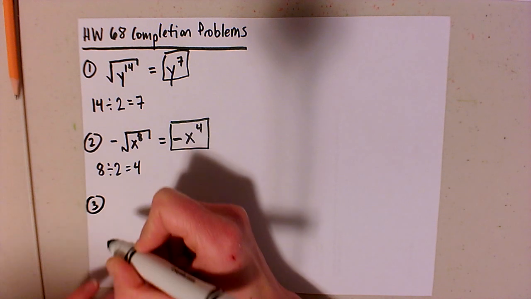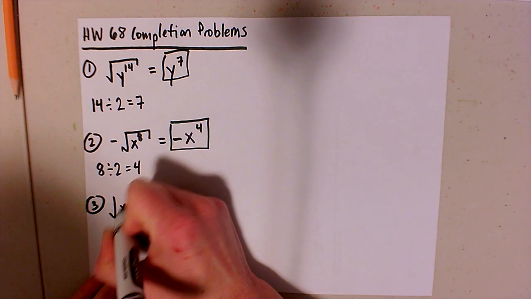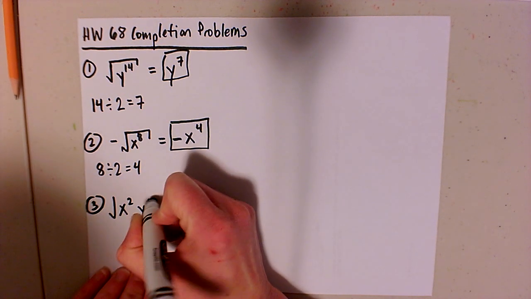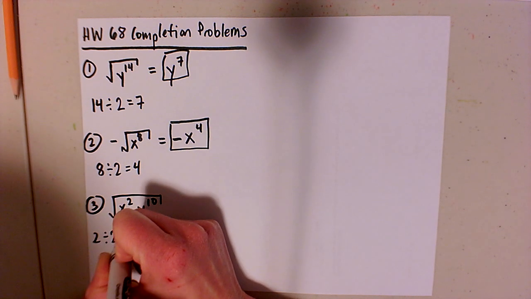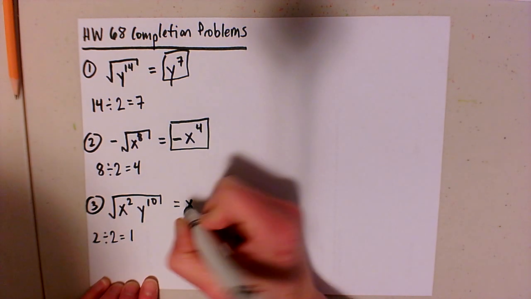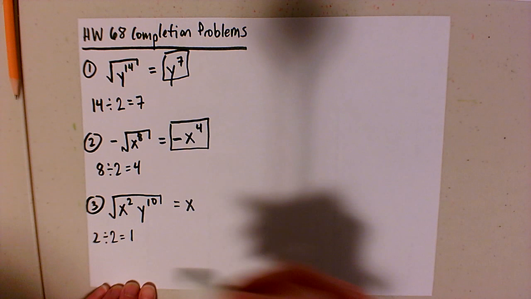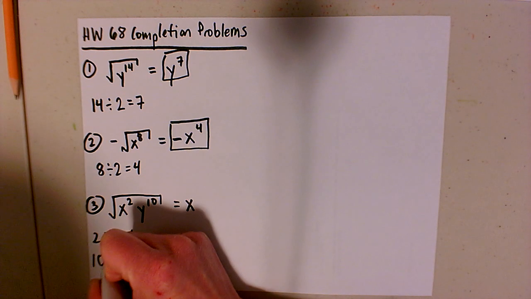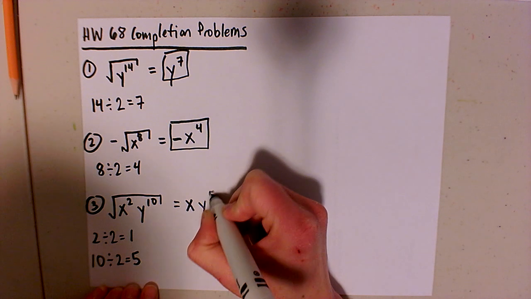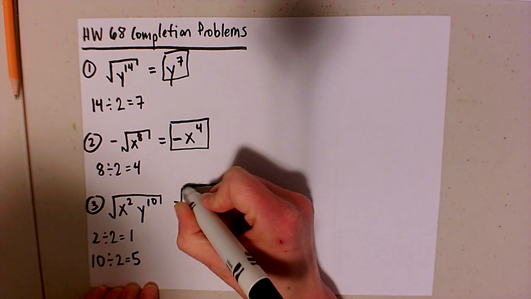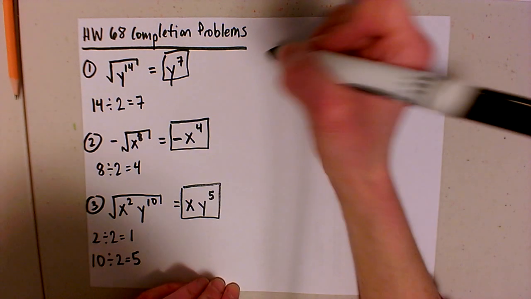For number 3, we have the square root of x squared y to the 10th. So if I do 2 divided by 2, I get 1. So that's just an x to the first power, and when your exponent is 1, you don't have to write it. And then 10 divided by 2 is 5. So then we have a y to the 5th, and your answer is xy to the 5th.